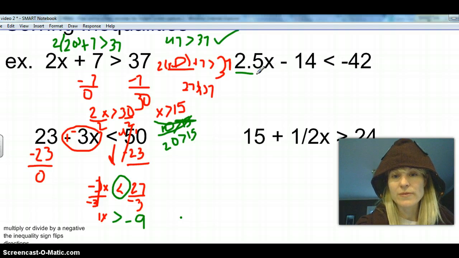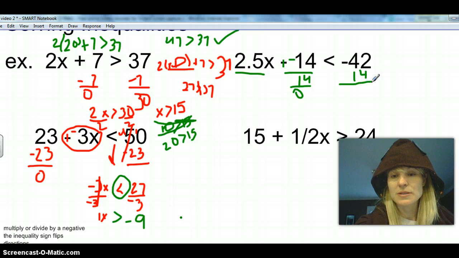Again, this is 2.5 times x. This is minus 14, so we want to get rid of the subtracting 14 first. And remember, we treat this as either minus 14 or a negative 14. The inverse of negative 14 is a positive 14. So that gives you 0 here, and then we have positive 14 here.